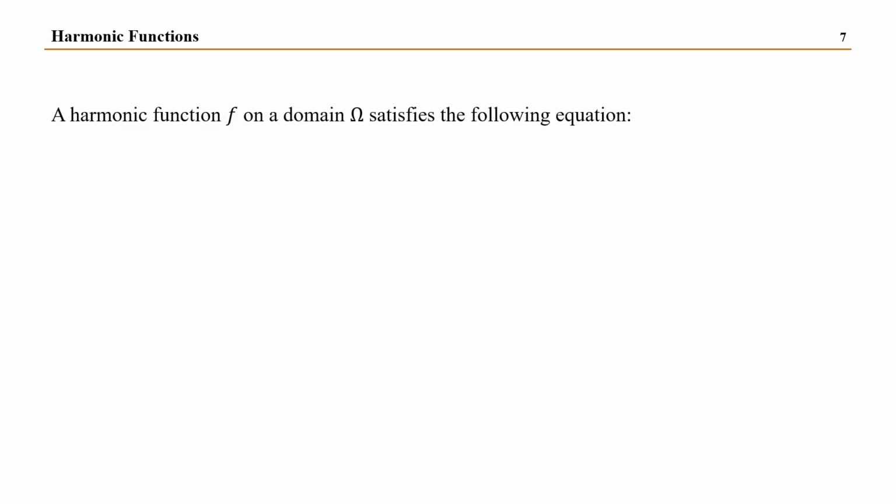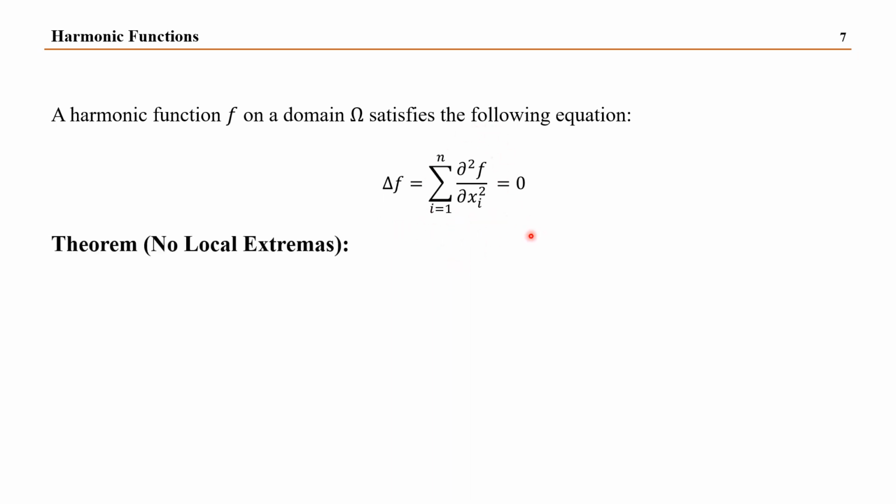And now we're going to talk about harmonic functions and how we can use them to solve the local minima problem because of some of the characteristics that they possess. So a harmonic function f on a domain gamma satisfies the following equation, which we call the Laplace equation. That's the Laplacian of f, which is the sum of the second order derivatives with respect to all of the coordinates, is equal to 0.